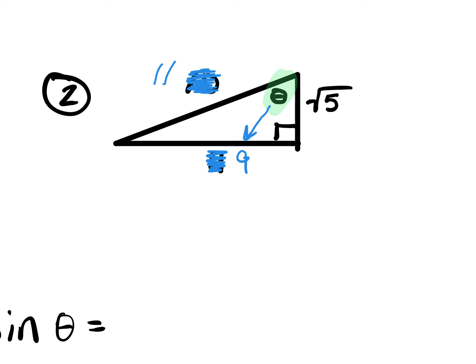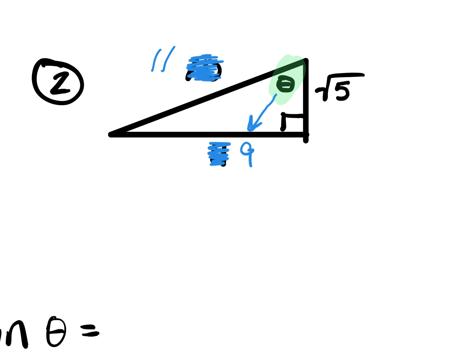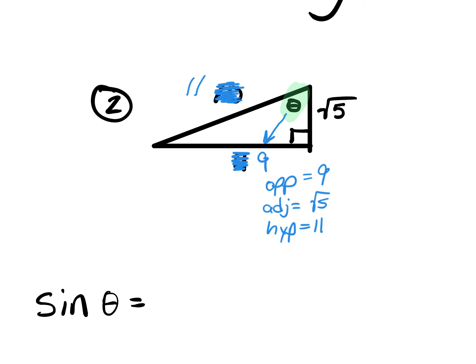Okay, so now let's talk about it. What is 9? The opposite side. Adjacent is the square root of 5. And what is your hypotenuse? 11. Good. Now you don't have to look at your triangle anymore. You can just look at your words and you don't get yourselves confused at all.